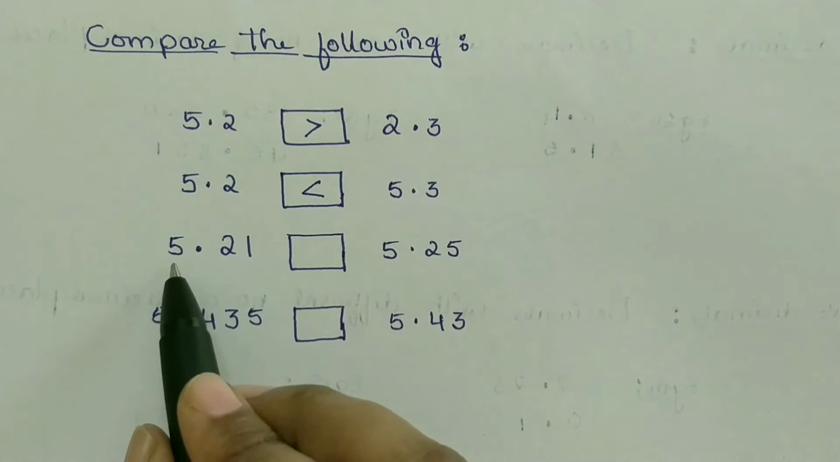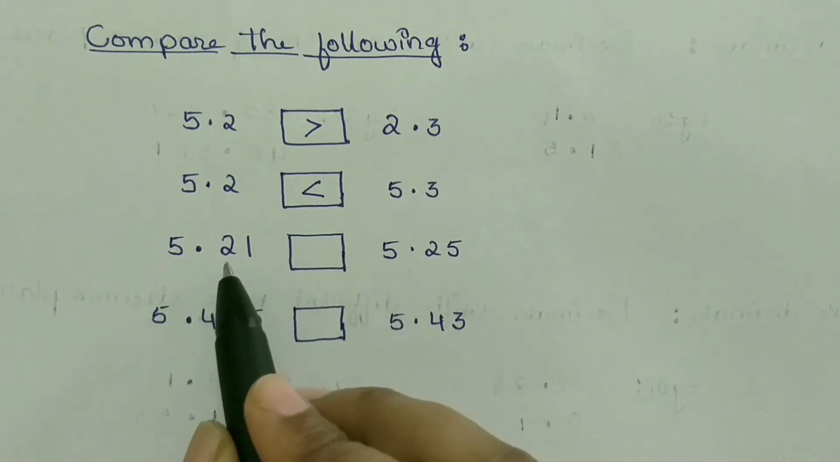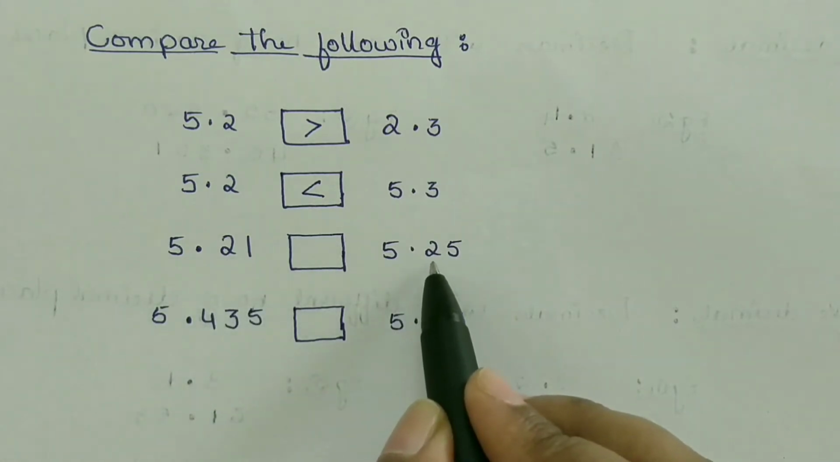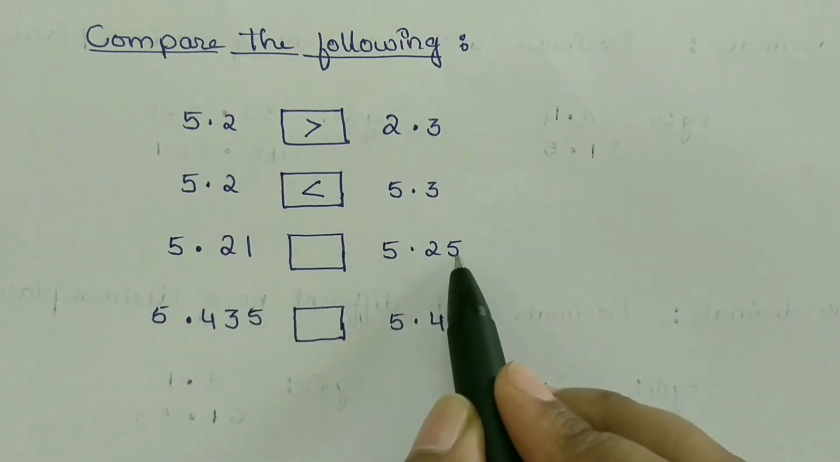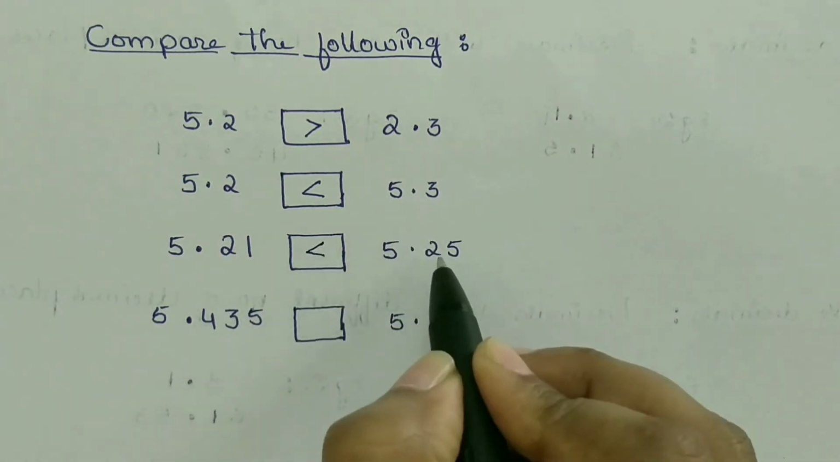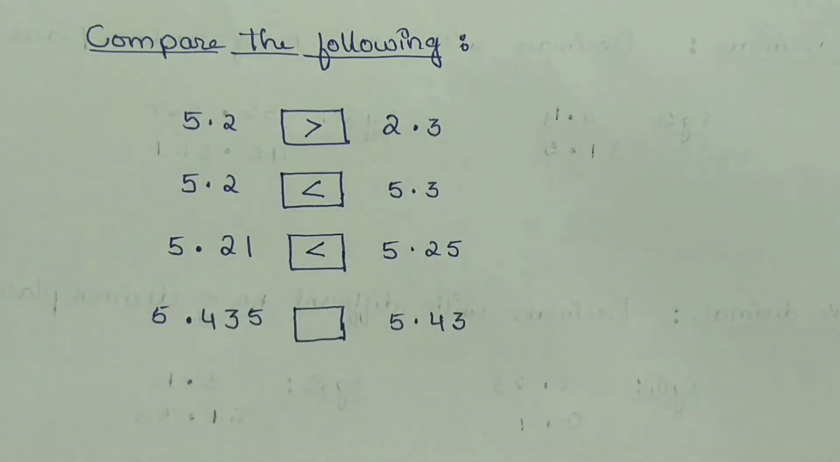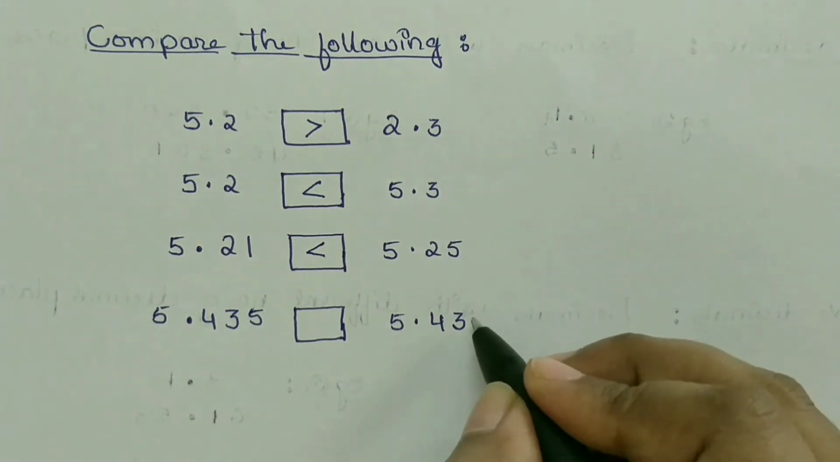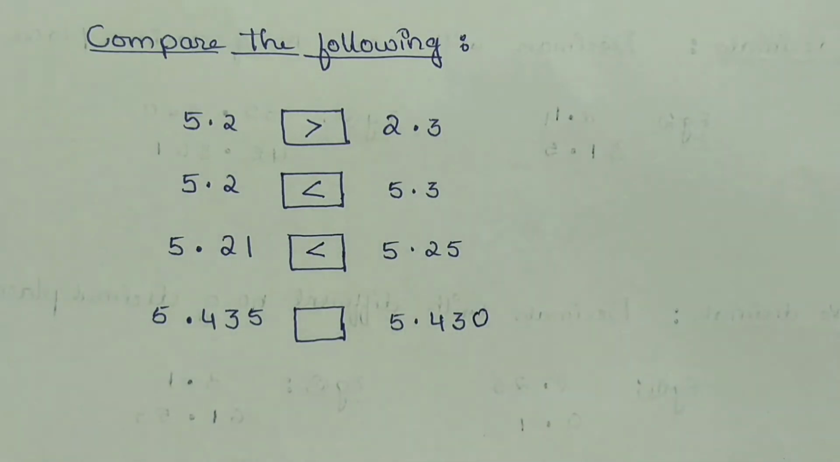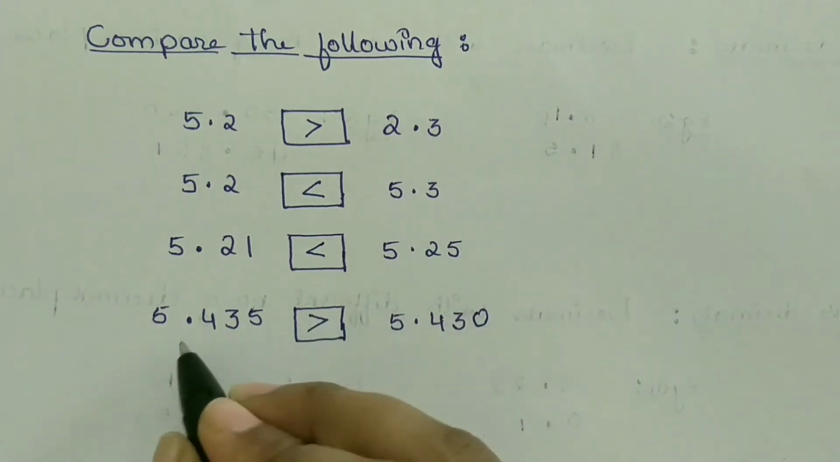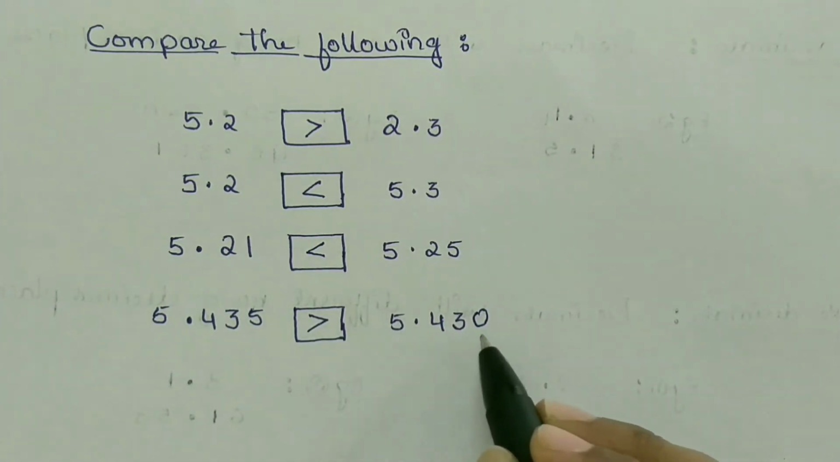Next one, 5 is the same. So next we compare 2 and 2, it is also the same. 1 and 5, 5 is greater. So 5.25 is greater than 5.21. Next one, 5.435, 5.43. They are unlike decimals. Add 0 so that they become like decimals. Now compare. 5 equal, 4 equal, 3 equal. So 5 is greater than 0. 5.435 is greater than 5.430.